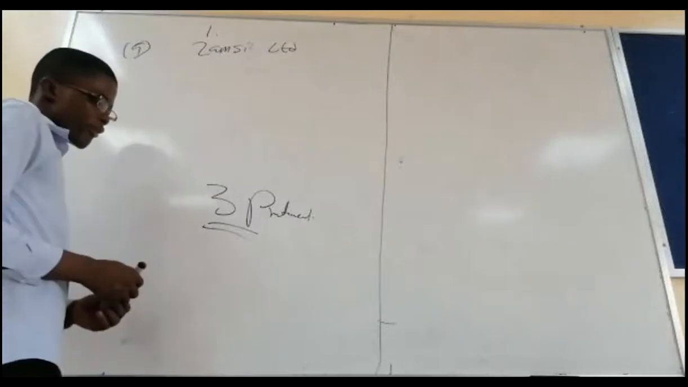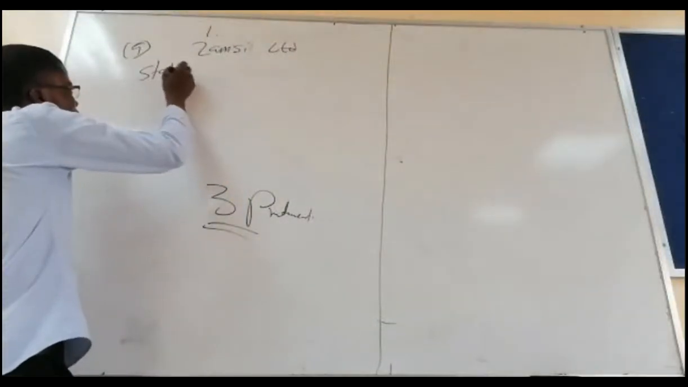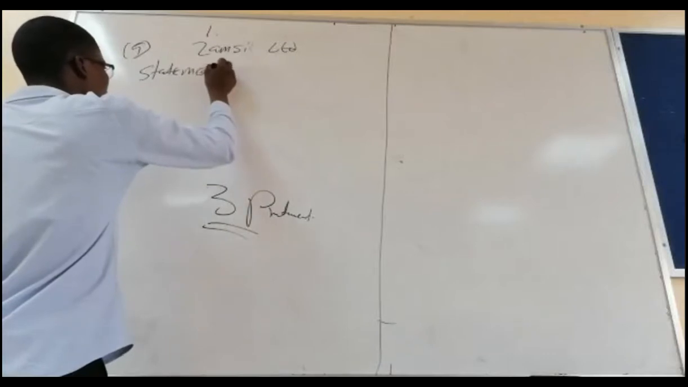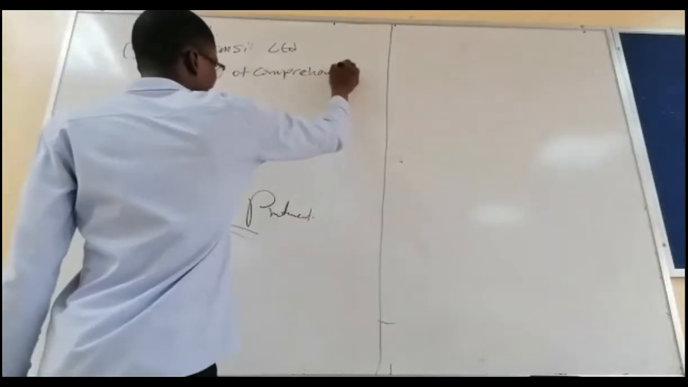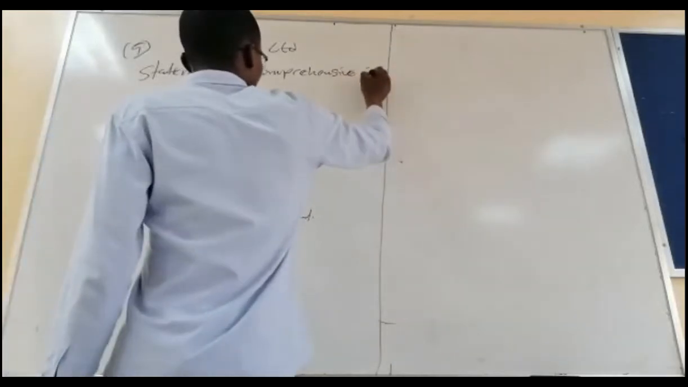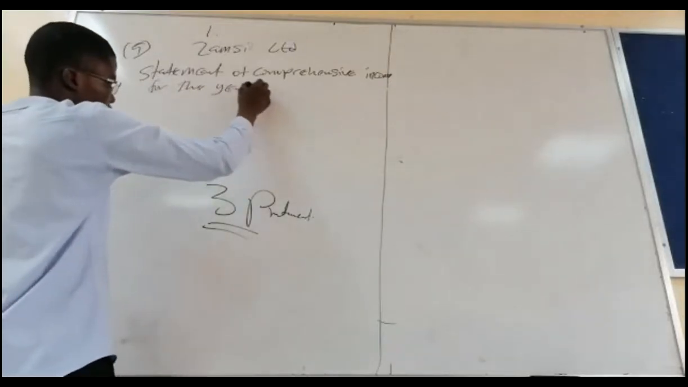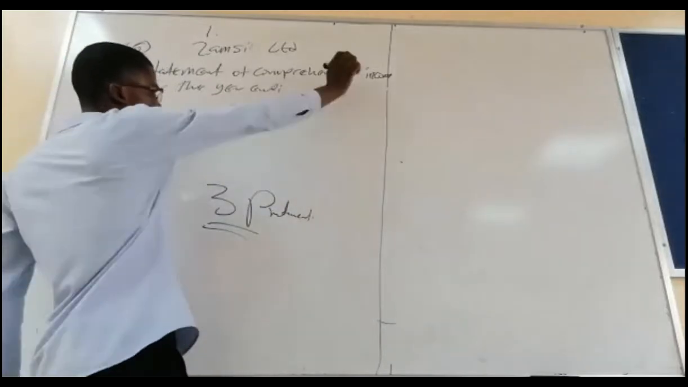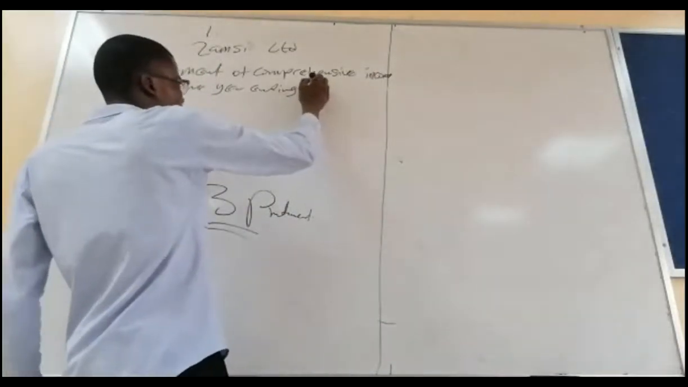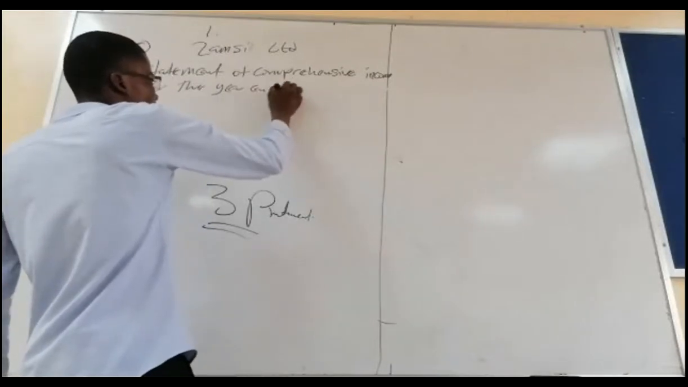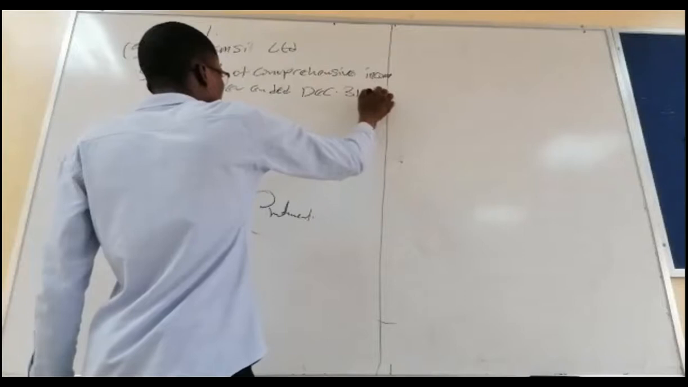Then the requirements. The first one is a comprehensive income. Statement of what? Comprehensive income. So I start. Statement of comprehensive income for the year ended December 31st, 2019.